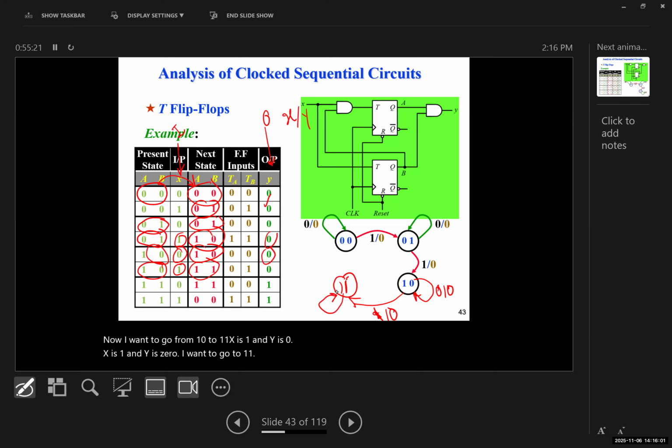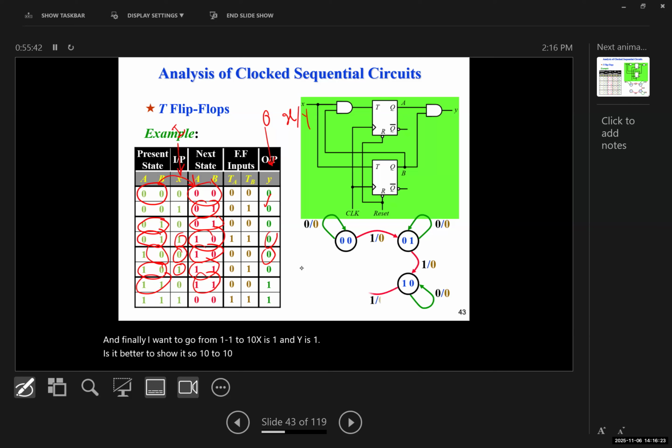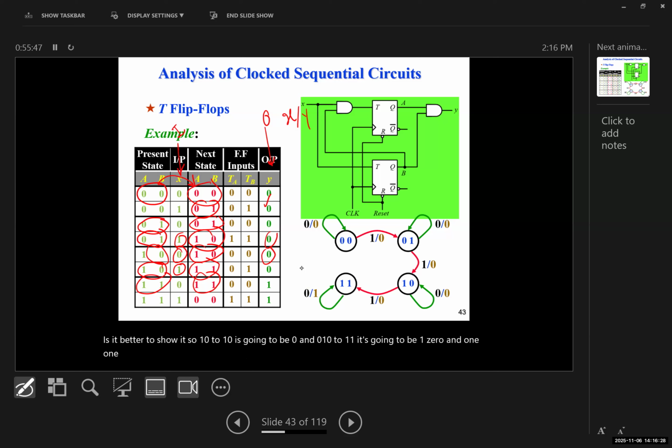Again, I want to go from 1, 1 to 1, 1. X is 0 and Y is 1. And finally, I want to go from 1, 1 to 0, 0. X is 1 and Y is 1. It's better to show it. So 1, 0 to 1, 0 is going to be 0 and 0. 1, 0 to 1, 1 it's going to be 1, 0. 1, 1 to 1, 1 is 0 and 1. And 1, 1 to 0, 0 is going to be 1.